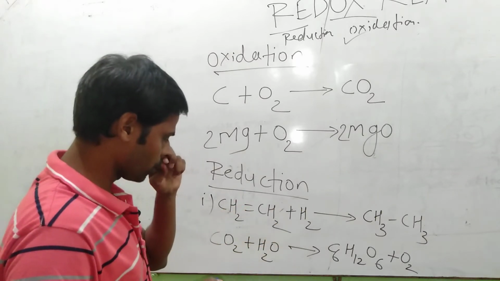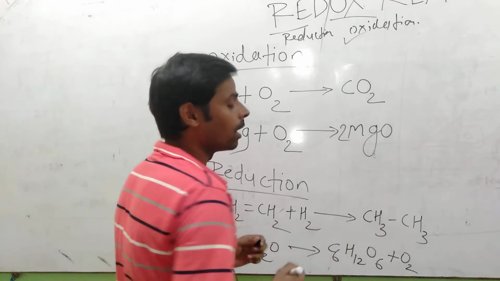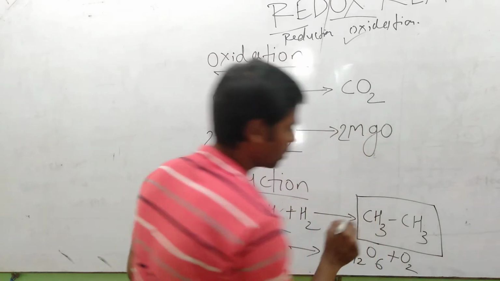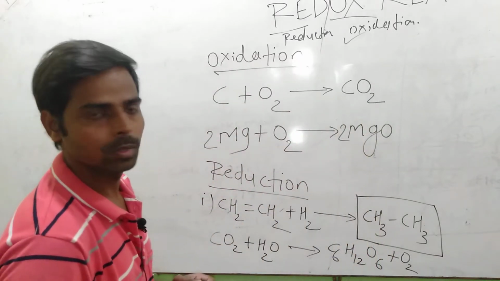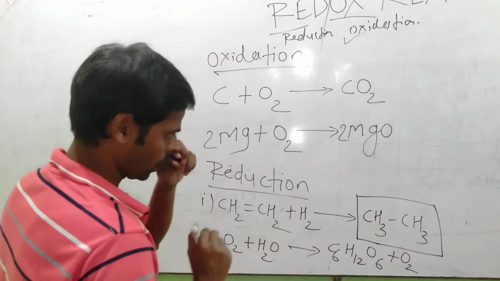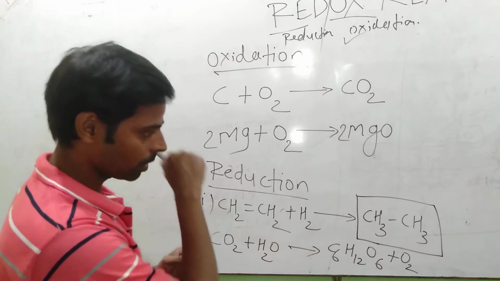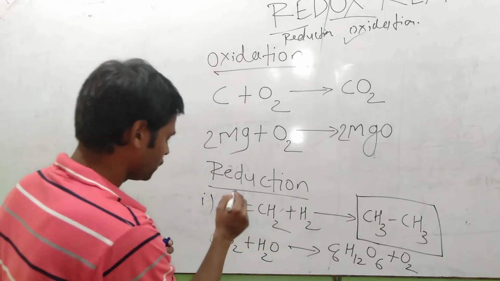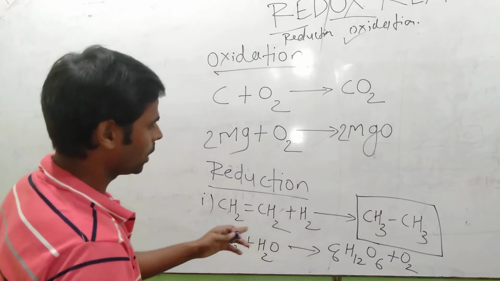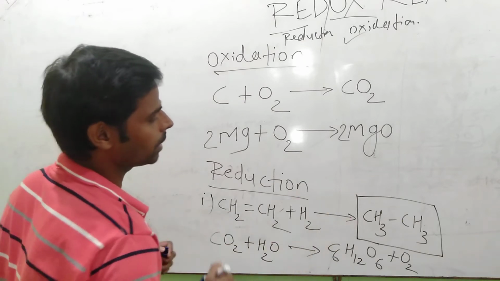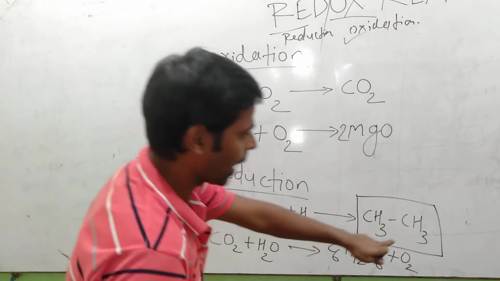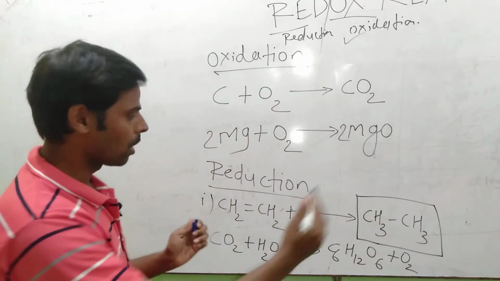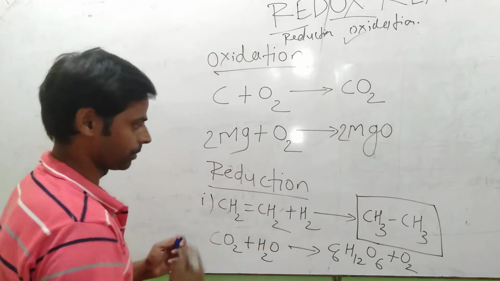ethene combines with hydrogen, what do we get? Which alkane is this? This is ethane. There are 2 carbons and a single bond between them. Hydrogen is added to the alkene, that is ethene, and we get an alkane, that is ethane. This is reduction. Adding of hydrogen is reduction.